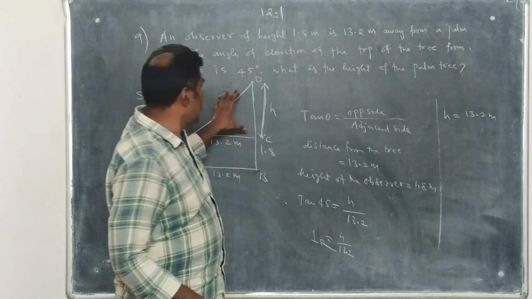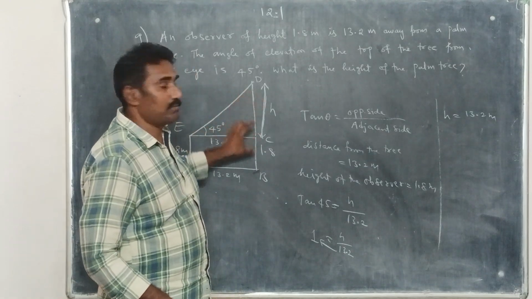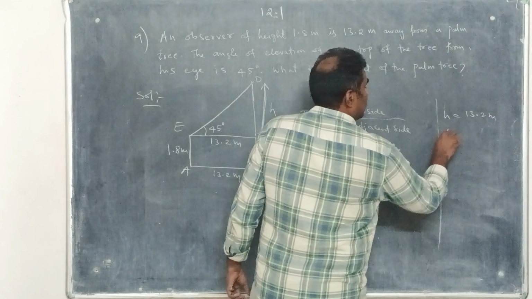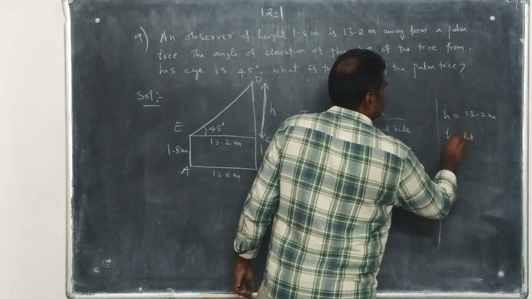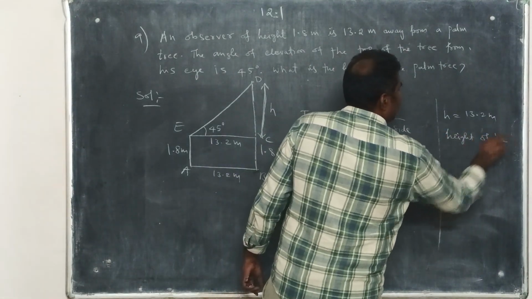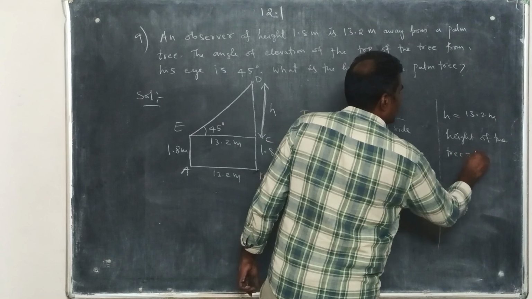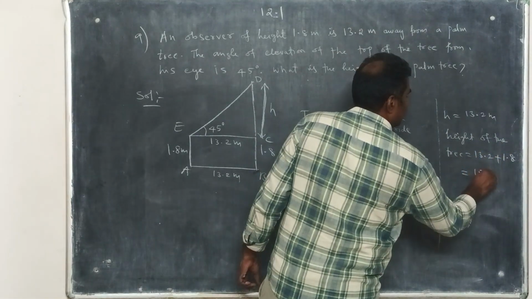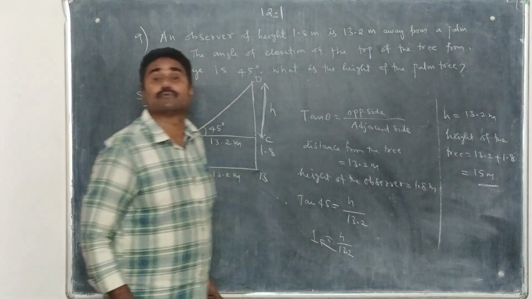But this is not the total height of the tree. Why? Because the observer height is also given. So you have to add these two. Now the height of the tree is equal to 13.2 plus 1.8, which is equal to 15 meters. Height of the tree is 15 meters.